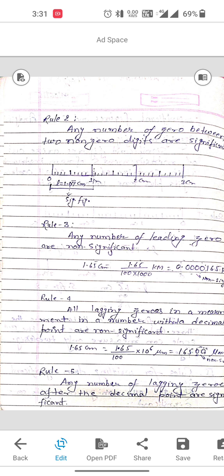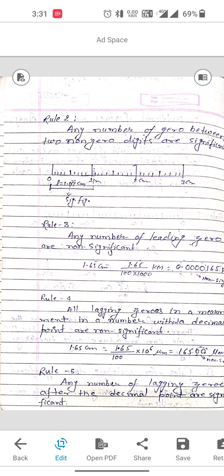Rule 4: all trailing zeros in a number without a decimal point are non-significant. If there are zeros at the end of the number and there is no decimal point, then they are non-significant. For example, 16500 micrometer, then the 00 will be non-significant. We have to take 165 as significant here, and 3 significant figures are there.